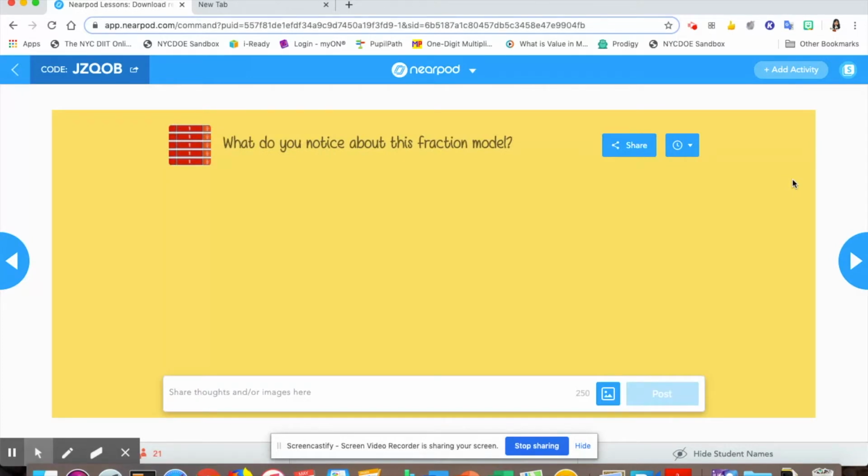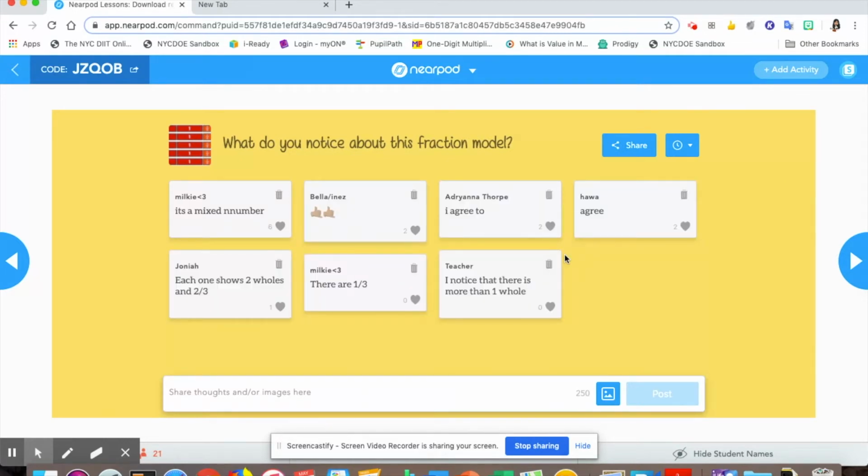So we're going to start today's lesson with a notice and wonder. I want you to look at this fraction model, and I want you to just tell me, what is it that you noticed about the fraction model? Okay, good. So Lizette shared that it's a mixed number. What else do you notice about the fraction model? Okay, Lizette is noticing that the fraction is showing 1/3. Jerley's also agreeing with what is being said. Okay, so Roshan thinks the fractions are showing 2 and 1/3. What else do you guys notice?